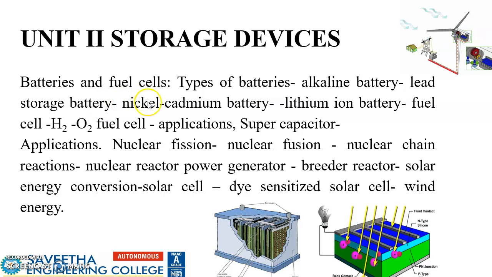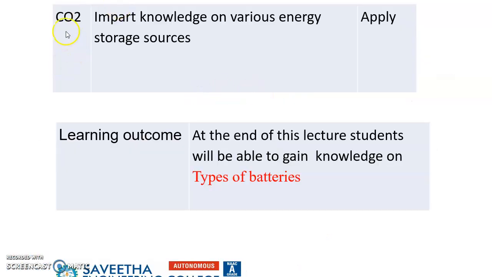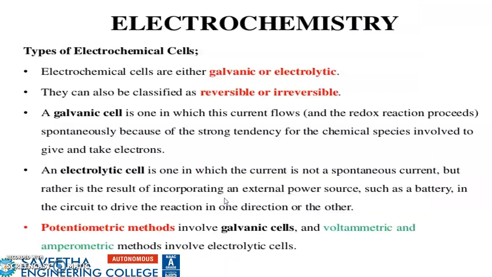Today we are going to look into types of batteries. This falls under Unit 2 storage devices. So here we are going to discuss types of batteries. The course outcome for this lesson is to impart knowledge on various energy storage sources, and the Bloom's taxonomy level is applied. The learning outcome for this lecture is that at the end of this lecture you'll be able to gain knowledge on types of batteries.